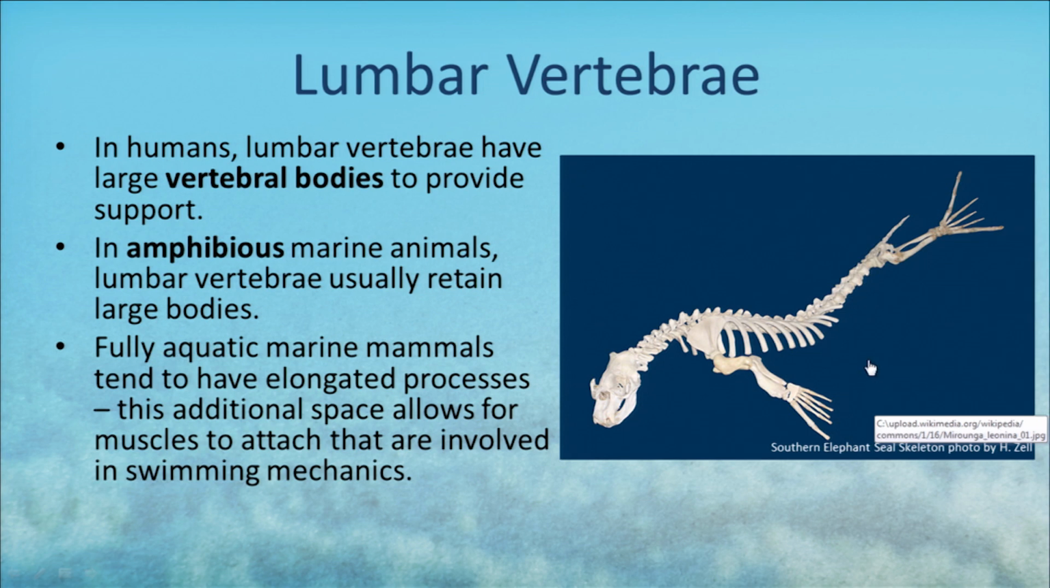So let's actually come back over and we'll take a look at the picture here on the screen. You can see I have one up of a southern elephant seal, and take a good look at its lumbar vertebra, and you can see that we see something more similar to the humans with short processes and large bodies. So there's that large body right there. So amphibious marine mammals tend to show this trait, whereas they retain large bodies and short processes, fully aquatic marine mammals tend to have more elongated processes and not necessarily as big of a vertebral body.